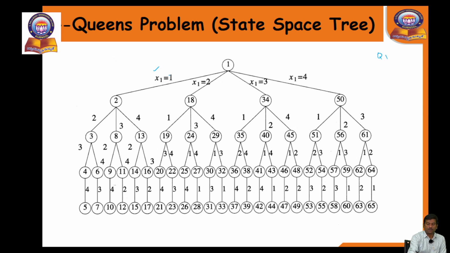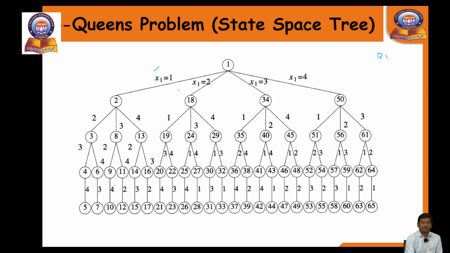That is, you can place queen 1 in the first row, first column, or in the first row, second column. Queen 1 can be placed in the first row, third column, and in the first row, fourth column. When you take x1 equal to 1, then we have the other paths, that is queen 2, queen 3, and similarly queen 4. And when you take queen 2, the other paths available are q3 and similarly q4. And this process continues. This is your entire state space tree diagram that can be generated for the 4 queens problem.